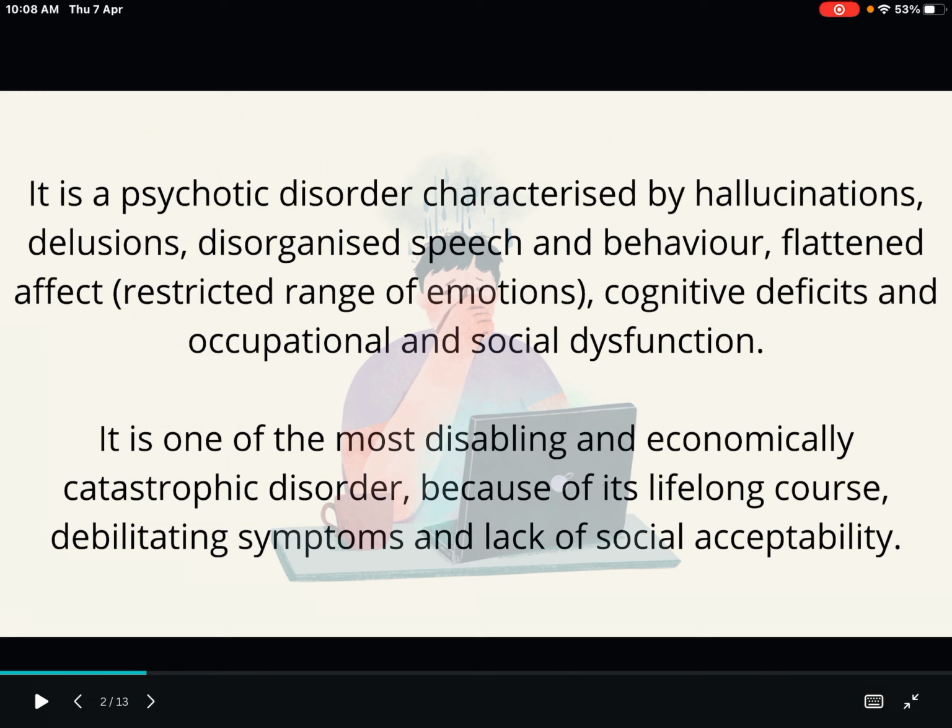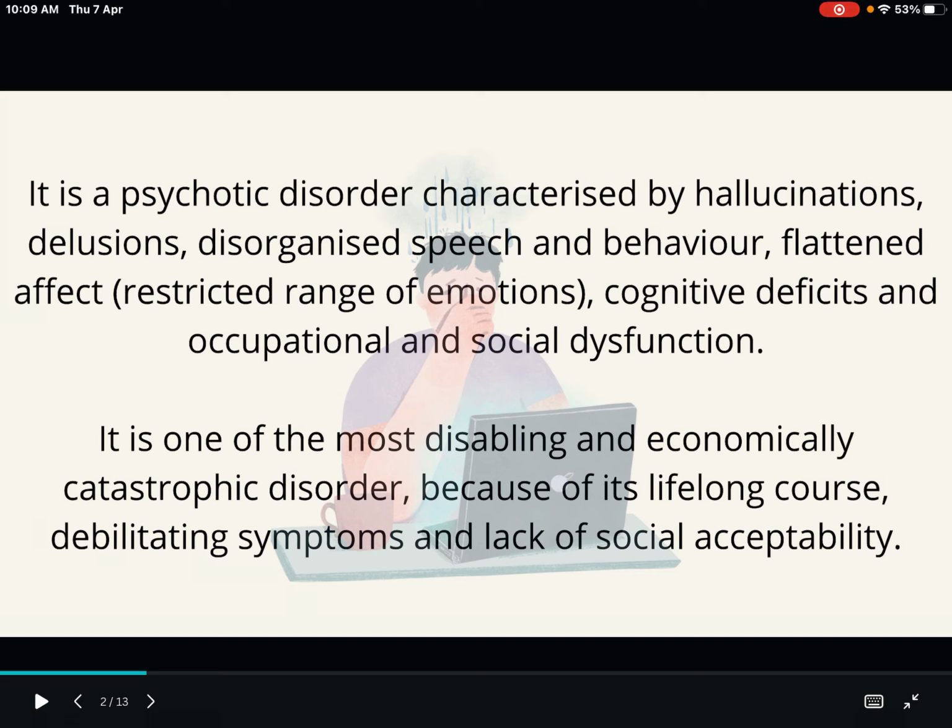What is schizophrenia? It is a psychotic disorder. Here the definition is somewhat lengthy, so I'll just split the points into different parts. First one you have to mention is it is a psychotic disorder. Schizophrenia is characterized by hallucination, delusion, disorganized speech and behavior, flattened affect. What is this flattened affect? There is a restricted range of emotions, that is flattened affect, cognitive deficits, occupational and social dysfunction. So these are the points that you have to mention while explaining the definition.